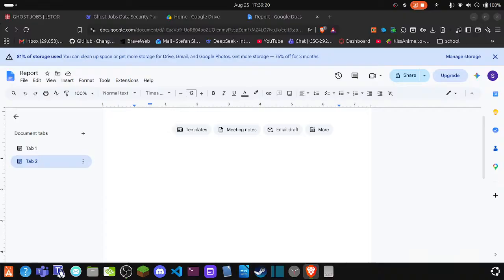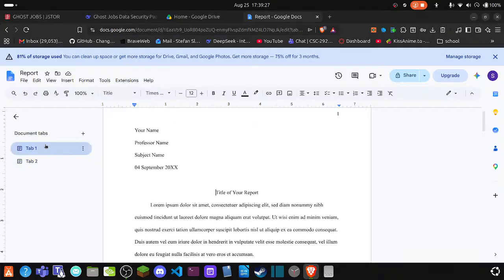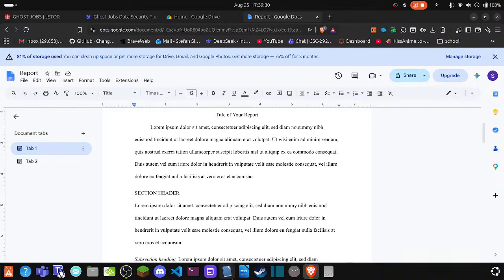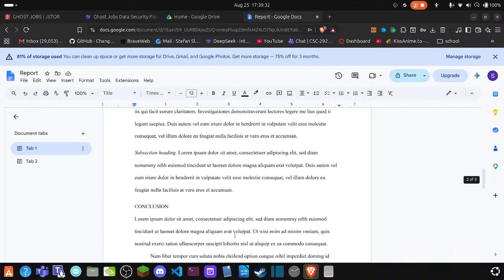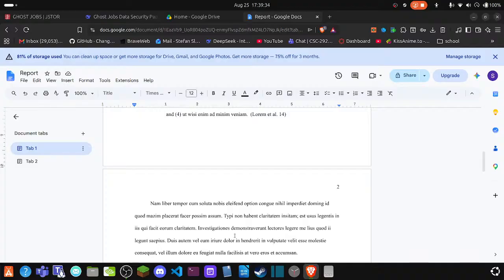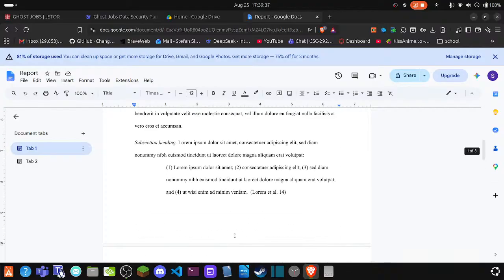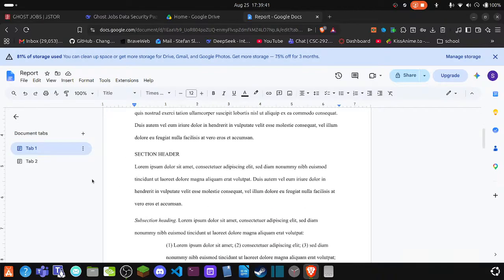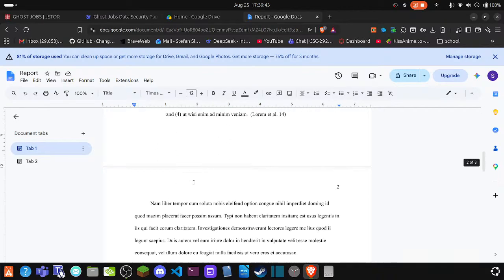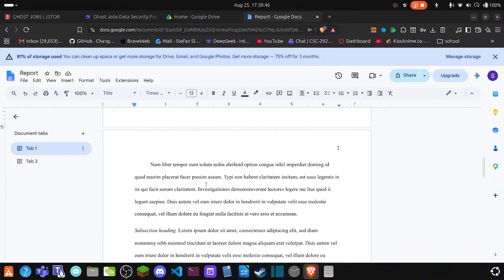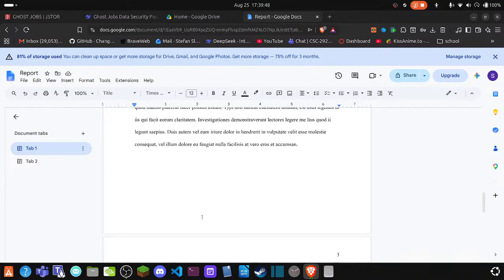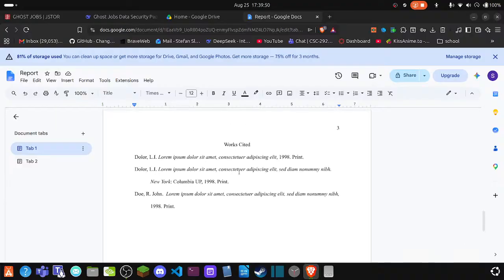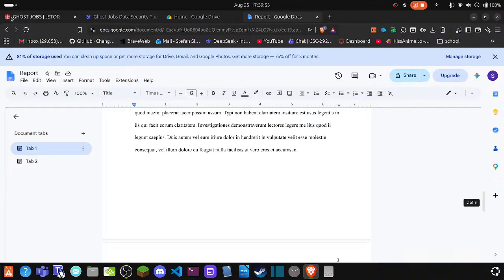We're gonna be doing a research paper, because why not? This is a template. We have our intro, and then we have a selector header, I don't know what that means. Then we've got our body paragraphs, our conclusion, and our works cited.